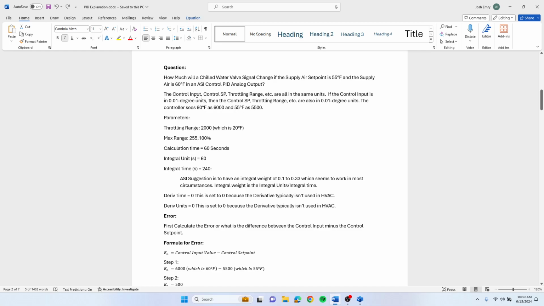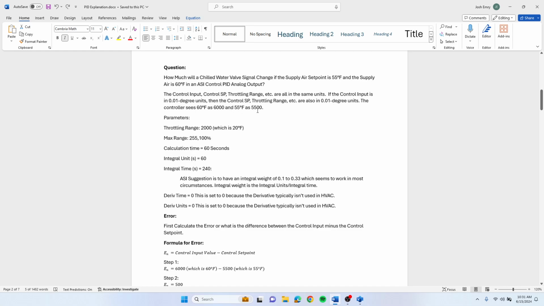First things first, the control input, control set point, and throttling range all have to be in the same units. So if the control input is in 0.01 degree units, then the control set point, throttling range, etc. are also in 0.01 degree units. So the controller sees 60 degrees Fahrenheit as 6,000, because we're taking 60 times 100, since we're at hundredths of a degree.